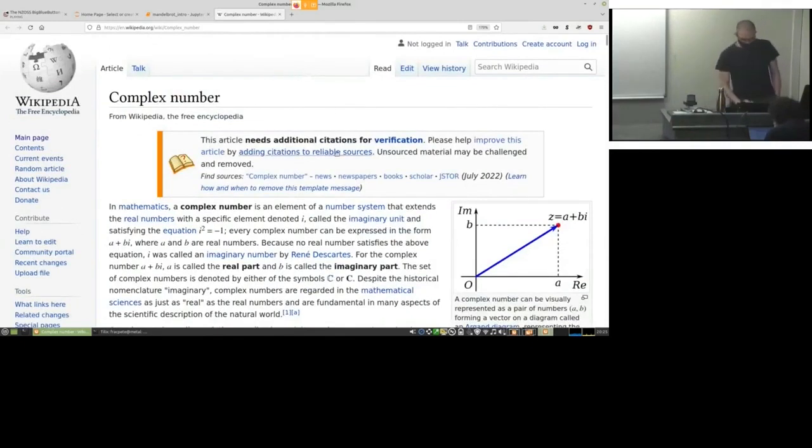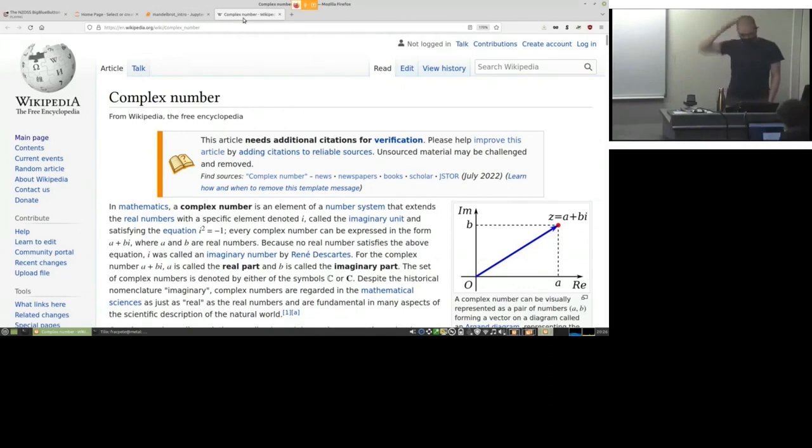Just as a quick refresher for complex numbers, they consist of two parts: the real part, which is usually depicted on the x-axis, and the imaginary part, which is on the y-axis. Rather than using x or y, they are depicted as z equals a plus b i. The i basically just denotes that it's the imaginary part.